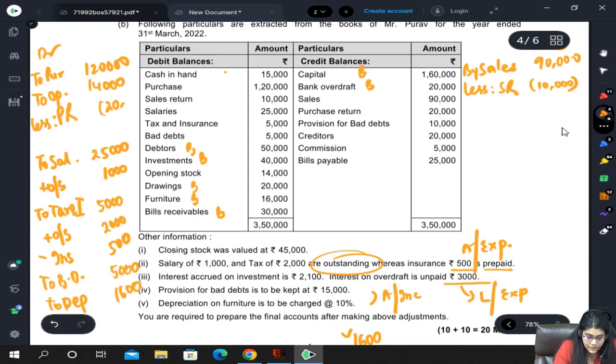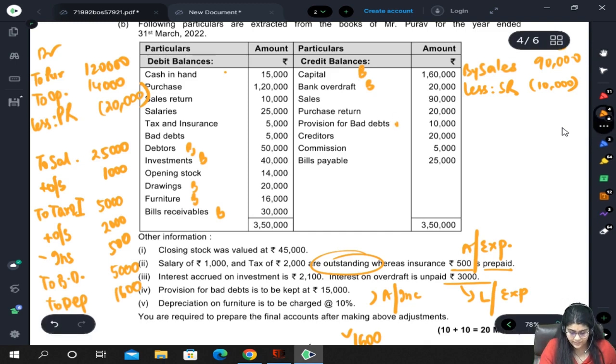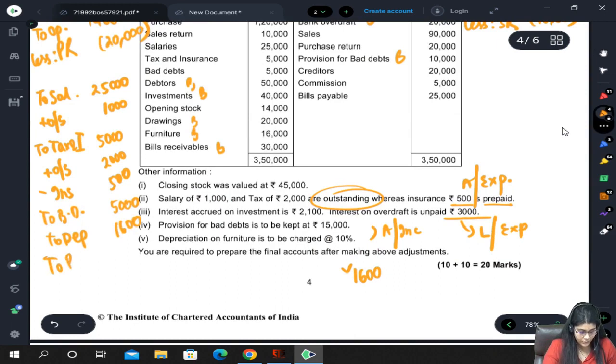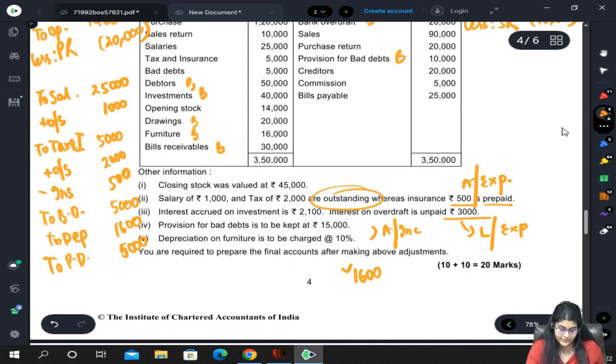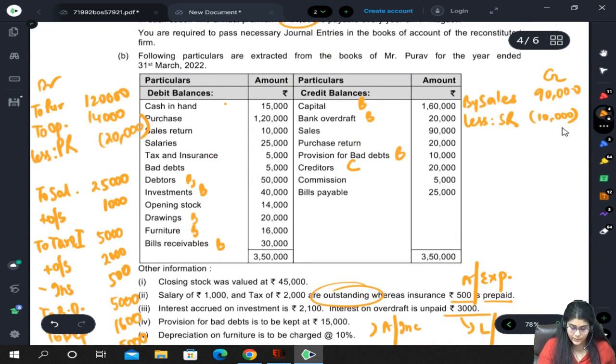Purchase return of 20,000 subtracted from here. Provision for bad debts, this 10,000 will go in balance sheet, but we have to make an additional provision of 5,000. So to provision for doubtful debts, 5,000. Creditors will go in balance sheet. Commission is a credit balance, which means this is commission earned by us. So by commission earned on the income side of 5,000, bills payable again will go in the balance sheet.